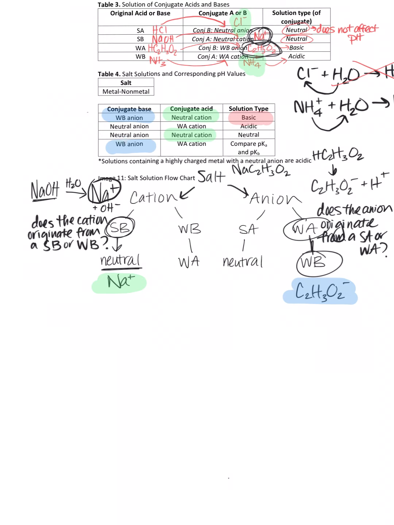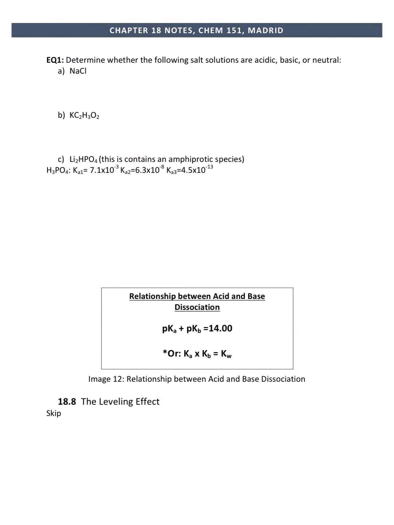All right, so let's do some practice. Here, example question 1: determine whether the following salt solutions are acidic, basic, or neutral. I'd like you to pause and try A and B on your own, and then come back in a minute to see the answer, and then we will do C together. C is a lot more complicated. So pause the video now.